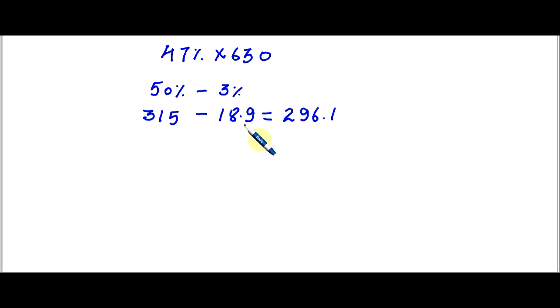So what I did was just subtract 19, which is closest to 18.9, and then I moved forward 0.1, which is lacking over here because I've subtracted 0.1 more. So I just moved 0.1 ahead. Anyways, this is my answer, 47% of 630.